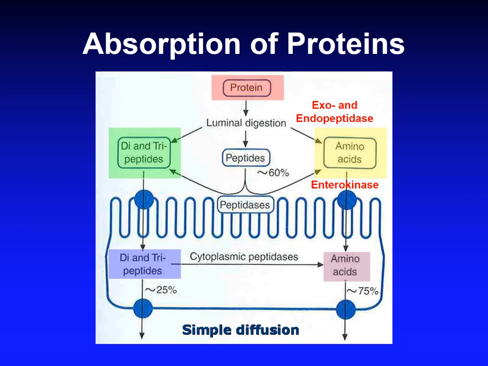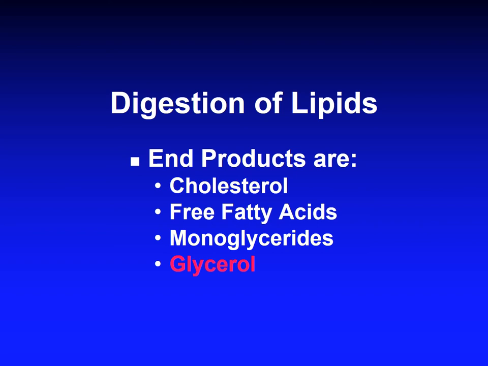So we talked about carbohydrates. We've talked about proteins. Let's talk about the third and the last component of food, and that is fat. Lipid digestion will produce at the end cholesterol, free fatty acids, monoglycerides, and glycerol. Unlike carbohydrates, the end products of carbohydrates are glucose, galactose, and fructose. The end product of protein digestion is free amino acids. The end product of lipid digestion is cholesterol, fatty acids, monoglycerides, and glycerol. Great.